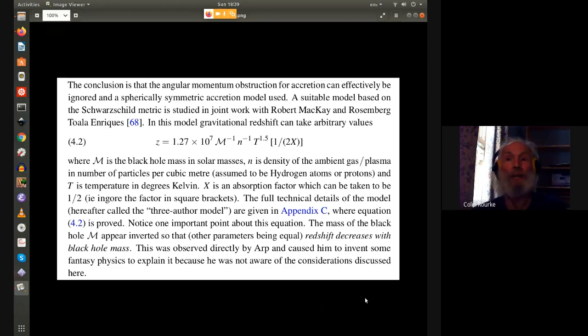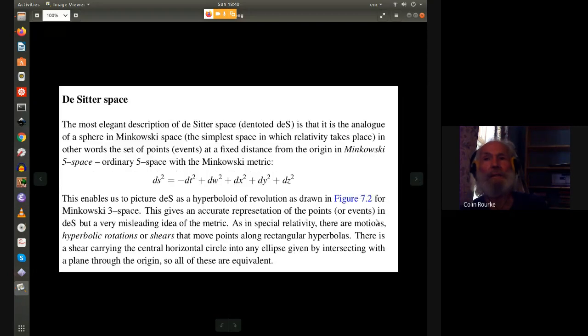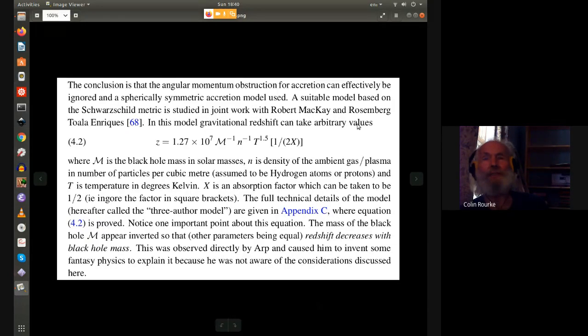Now, Arp actually observed this. He observed that the redshift decreases with black hole mass. The black holes start out small with a big redshift, and as they grow and get bigger, the redshift decreases. Now, Arp didn't have any of the theory that I've got here, and so he invented some fantasy physics to explain it. And this is one of the reasons why he's partly considered a nutter. But anyway, there's nothing wrong with his observations, and he's a fantastic observer. And it's a real shame that he was drummed out of the field. Okay, sorry, that's it. That's the end of Quasars.